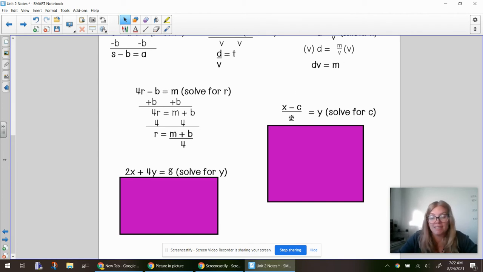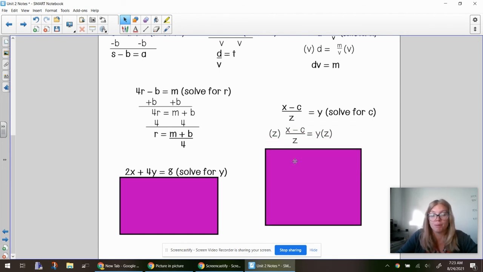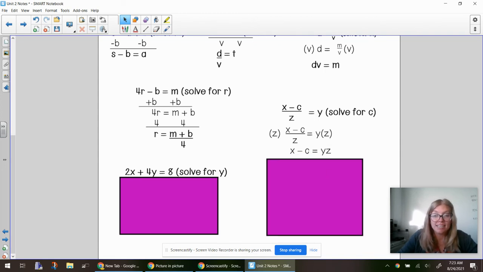Let's try x minus c divided by z equals y. I'm solving for c, so I'm trying to get c by itself. Well, we've learned before that when we have some sort of expression in the numerator of a fraction, there are actually invisible parentheses around that. So we're going to deal with x minus c at the end. That means we have to undo this divided by z first. So we're going to do that by multiplying both sides by z, and we get x minus c equals yz.